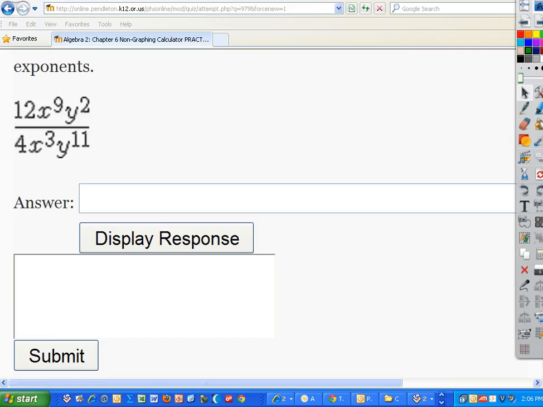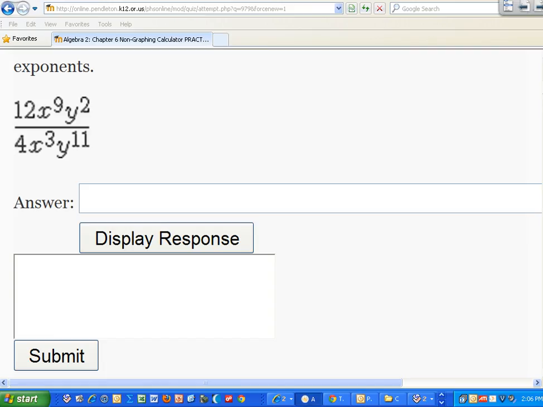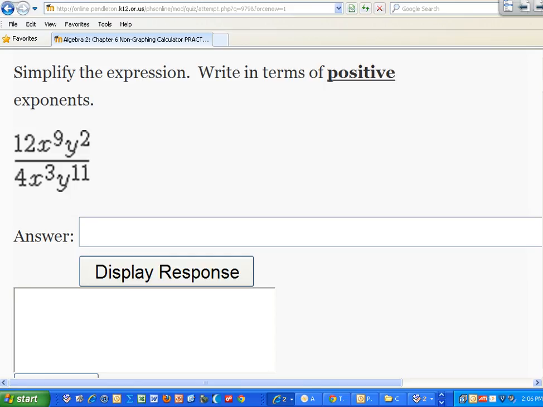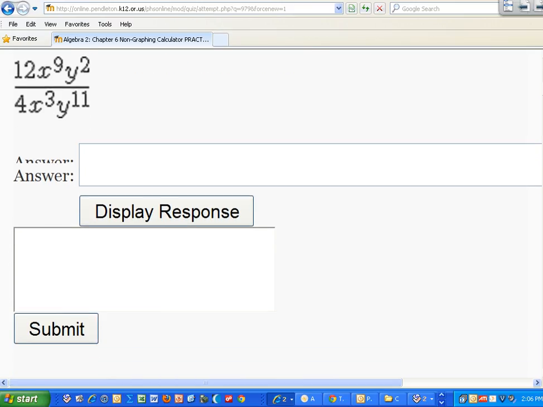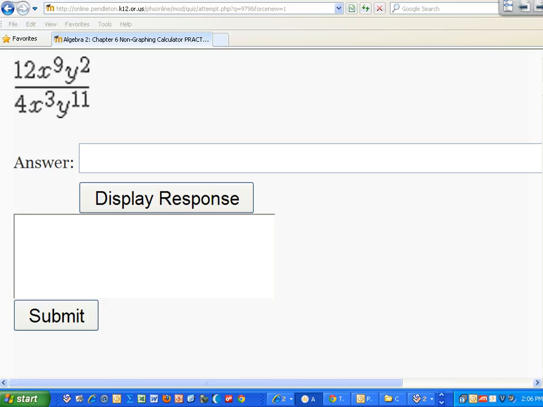Now, some of this has been a while since we've done it, so it's probably a good thing that we're coming back to it. Okay, we've got to simplify this, right? The directions say to simplify the expression and write in terms of positive exponents. So we can't put negative exponents in our answer. We have to put positive exponents. Okay, so what are we going to do with this?